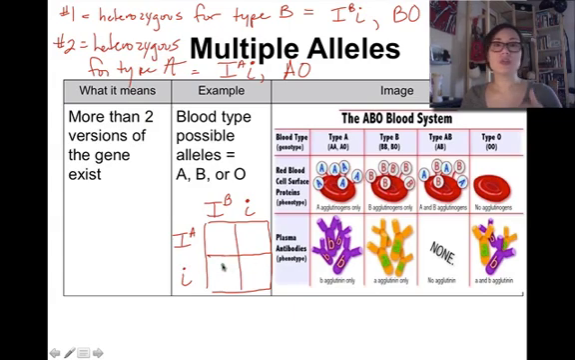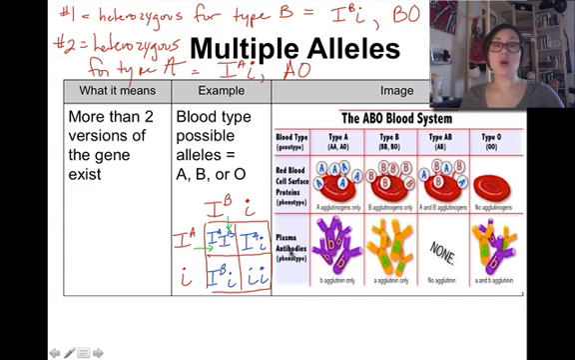We're still going to follow the same rules that we always do for our Punnett squares. Whatever's on the side comes in, whatever's on the top comes in, and I'm going to keep everything in alphabetical order. So in my first box, I'm going to bring in my capital I A, capital I B. In my next box, capital I superscript A with a lowercase i. In my next box, capital I superscript B with a lowercase i. And then in my last box, 2 lowercase i's.